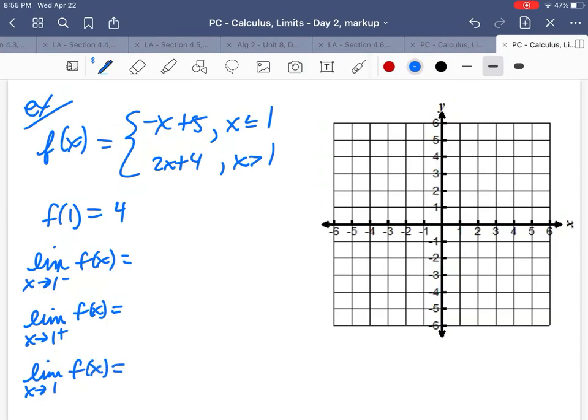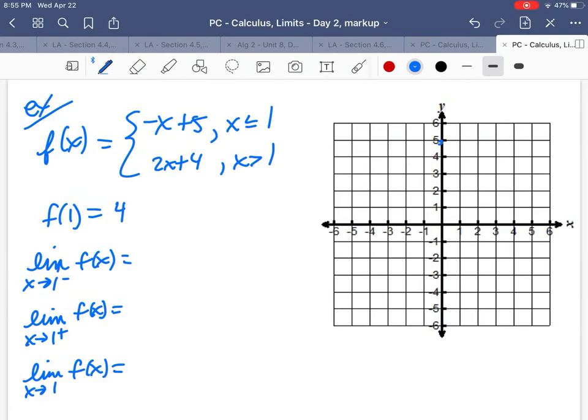Okay, so let's draw the picture at this point and then see if that can help us a little bit too. Now 1 from the left, so I can tell that's to the left of 1. So basically you can kind of tell I'm going to be using this problem right here. And then 1 from the right, it's going to be using this problem right here. And then we have to see if 1 overall makes sense.